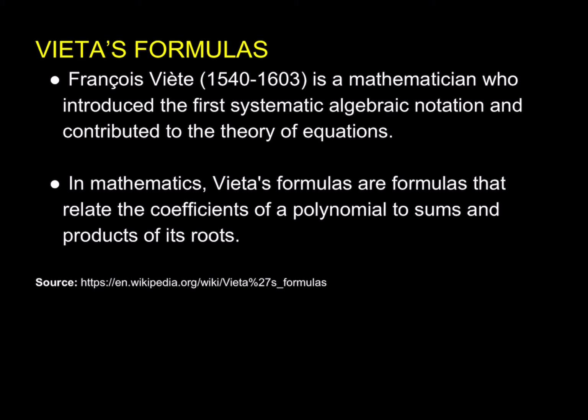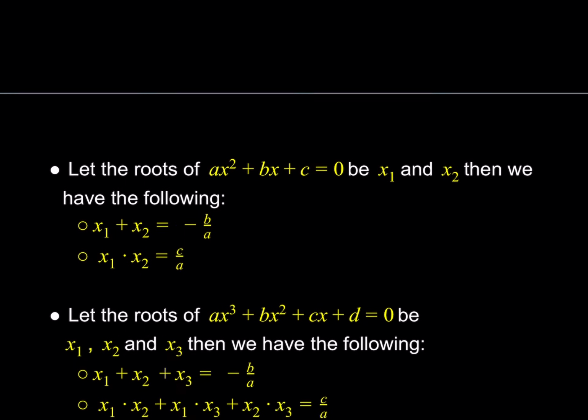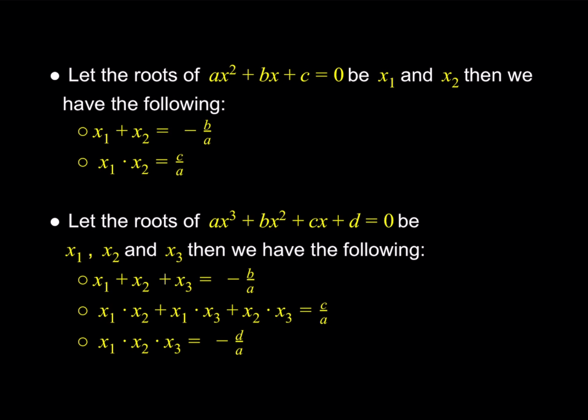Vieta is a French mathematician. He introduced some really cool stuff into algebra, and his formulas are basically formulas that relate the coefficients of a polynomial to the sums and products. Okay, so let's get started with the formulas. First, I'm going to introduce you to the formulas in some basic cases, and of course this can always be generalized. So let's take a look at these two cases first.